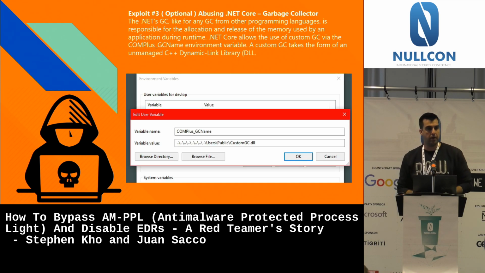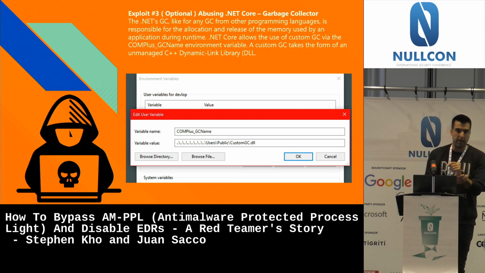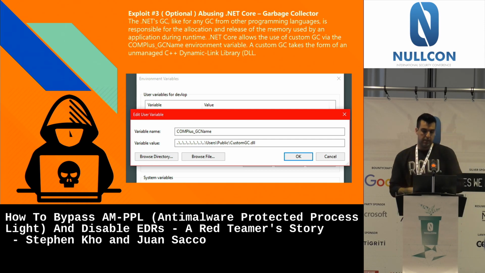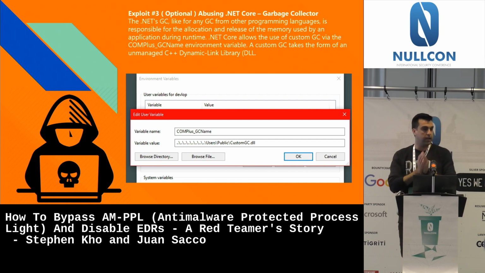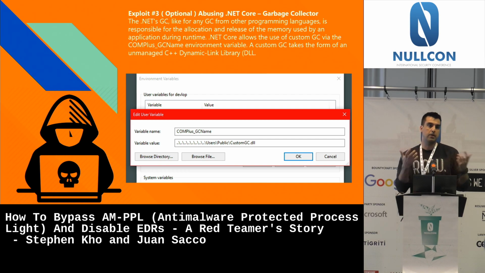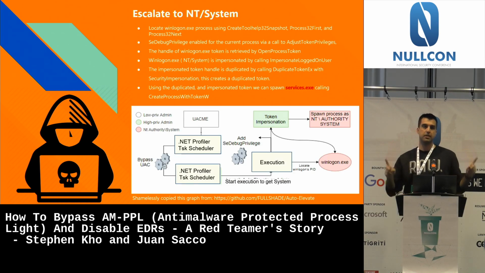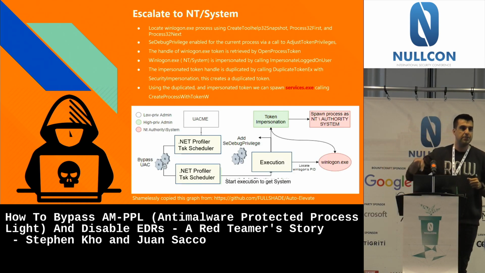To show you another one that can be used to do the same trick, that is basically abusing the garbage collector of .NET. So from there you can replace the DLL and then try to get an execution, try to bypass UAC. So basically what we're trying to get here is after we get user, we jump into admin. But that's not enough. We need to get system.